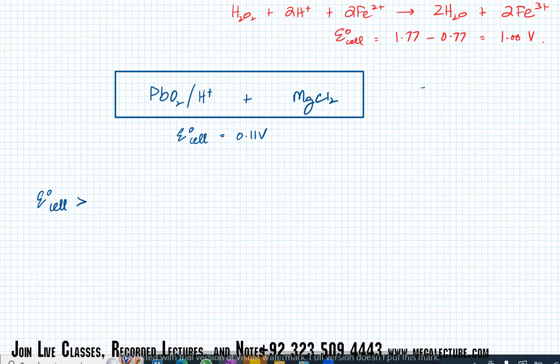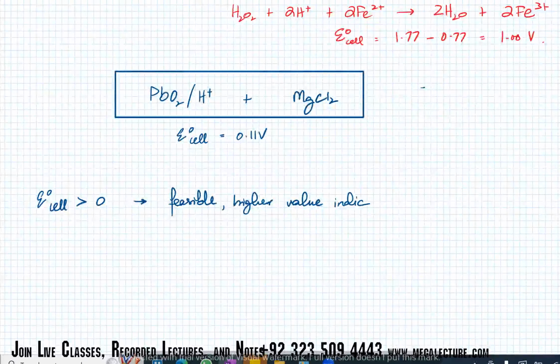that the E naught cell, if it's greater than 0, that means the reaction is going to be feasible. And the higher the value, it indicates that it's going to be more feasible.